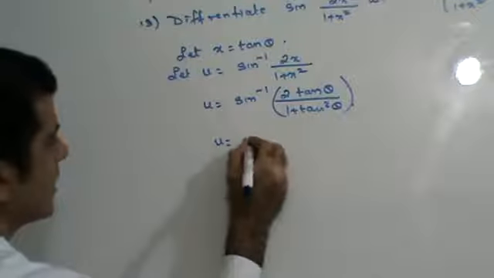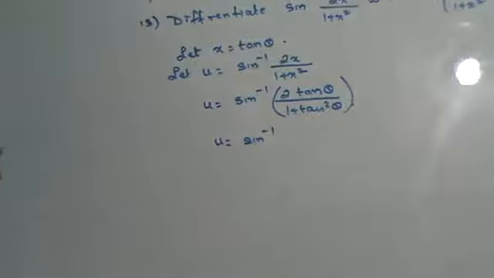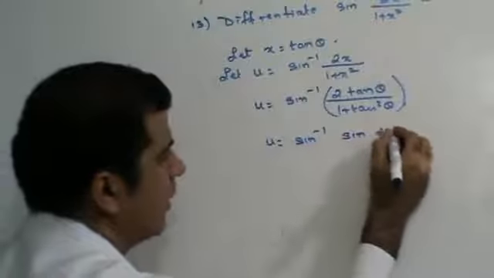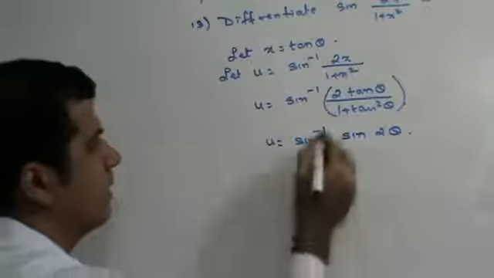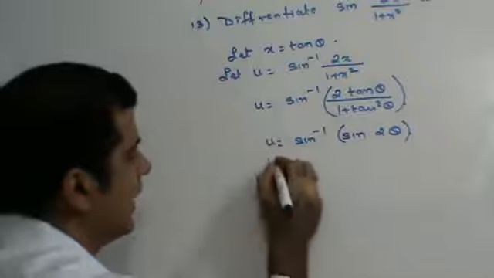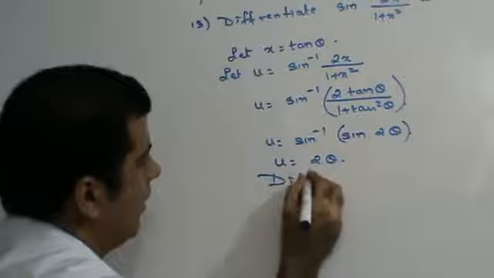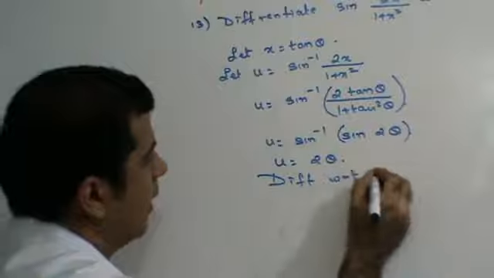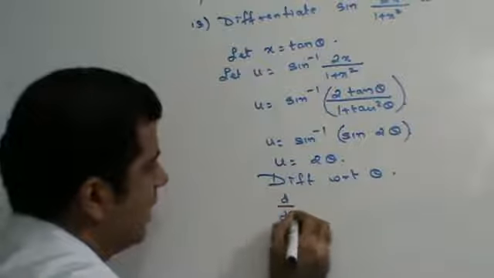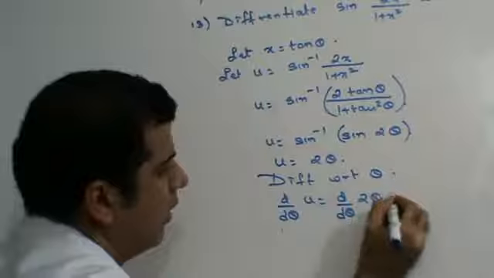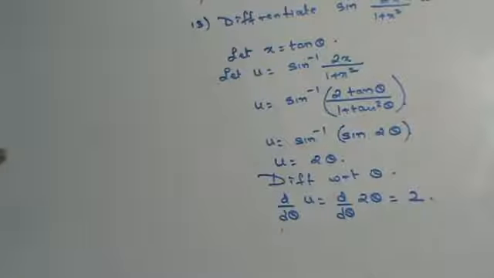Sine inverse of 2 tan theta upon 1 plus tan square theta is nothing but sine 2 theta. Sine inverse and sine get cancelled, so this is 2 theta. Differentiate with respect to theta. So you will get du by d theta, which is d by d theta of 2 theta, which is going to be equal to 2.